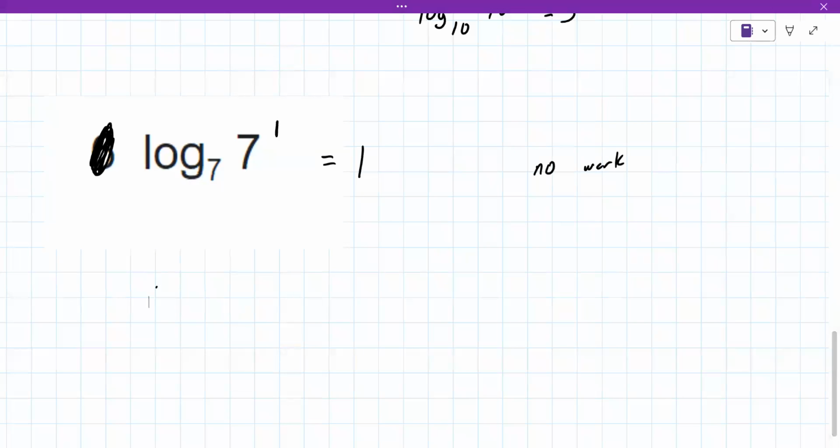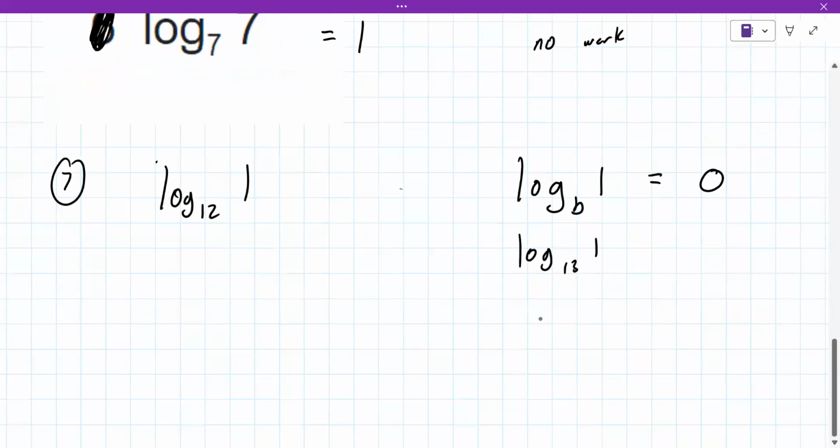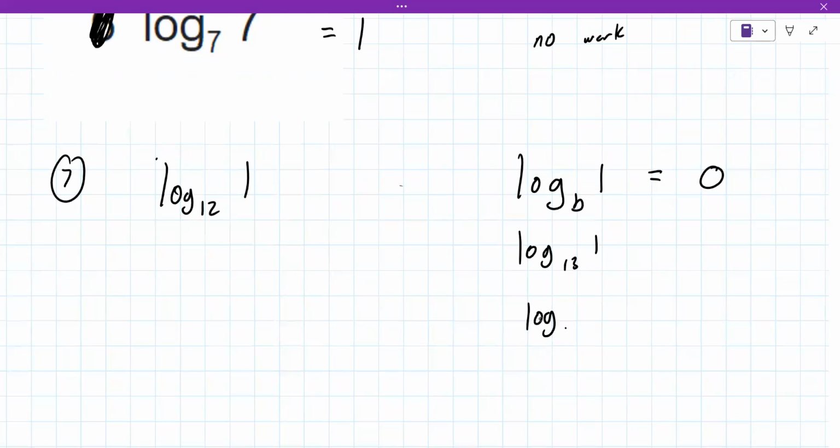Okay, so the next thing is, sorry, let me go grab the question. I'll actually just write this one for number 7. So it's log base 12 of 1. The property here is log base b of 1. No matter what base you choose, you can put any number or letter here. This becomes 0. So it could be log base 13 of 1. It could be log base 1,987 of 1, still 0. This is always 0.